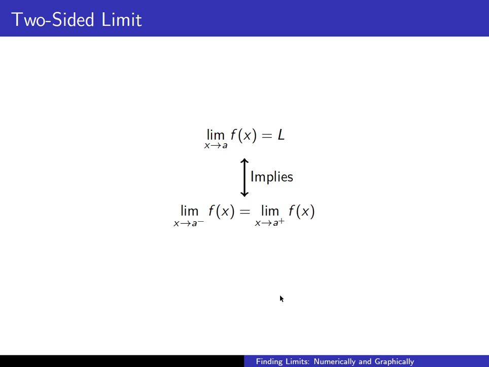And for a two-sided limit, the limit as x approaches a of f of x equal to a value, like we saw in the examples in this video, implies that the left- and right-hand limits are equal. And likewise, if the left- and right-hand limits are equal, that implies that the limit as x approaches a of the function is going to equal that limit value. We're going to see this again with continuity, so we will see this relationship again in the future.